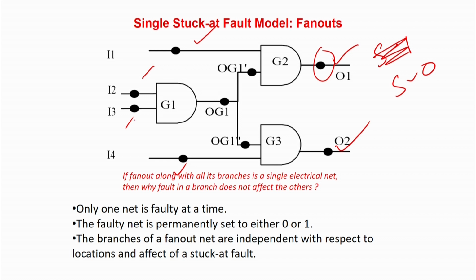In this case there are 1, 2, 3, 4, 5, 6, 7, 8, 9 lines. So 9 into 2 is 18 faults, and you have to apply at most 18 test patterns. But it is shown in theory and with examples, as I will show you, that you will not even require 18 patterns. One pattern can detect multiple faults, so maybe only 3 or 4 patterns will be required to test it.